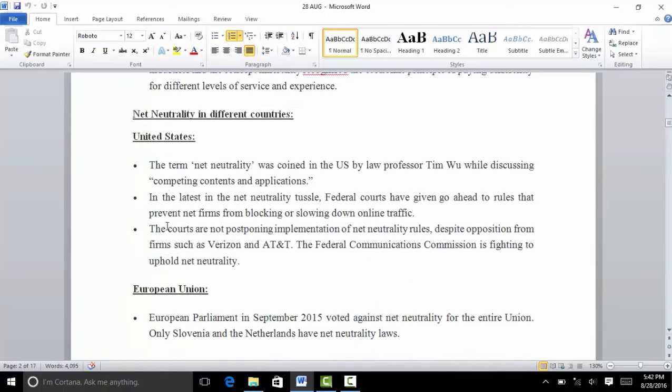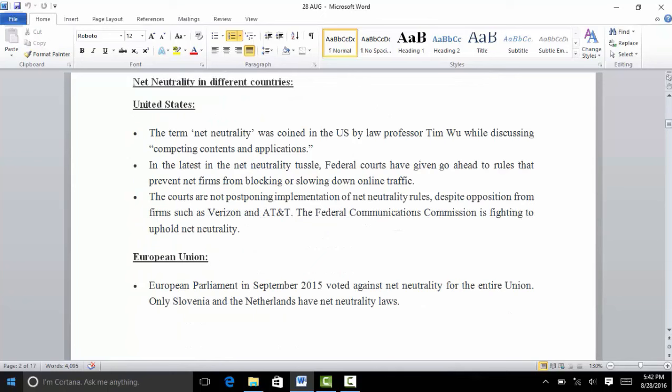Moving on, again, sticking to our policy of bringing comparative perspective whenever possible, there is some information about how net neutrality is treated elsewhere in the world. First in the United States, where the federal courts recently ruled that net neutrality should prevail, much to the chagrin of Verizon and AT&T, which are the biggest mobile companies in the US. In the EU, the EU Parliament voted against net neutrality, which means differential pricing is possible in the EU, except for two countries, the Netherlands and Slovenia. It's there in your material.